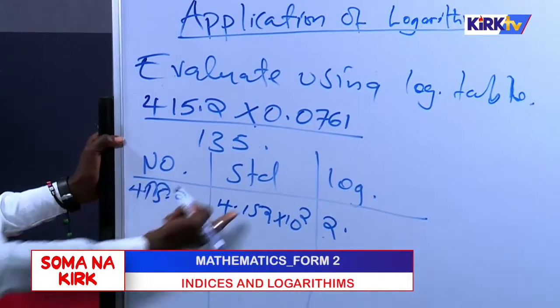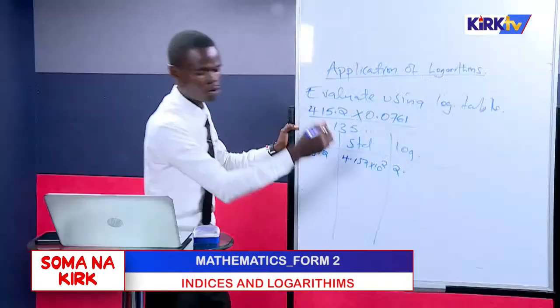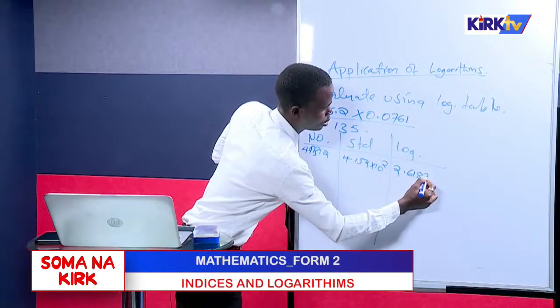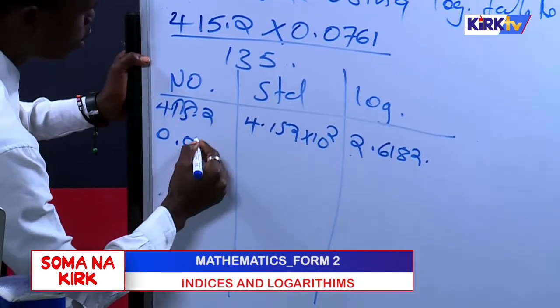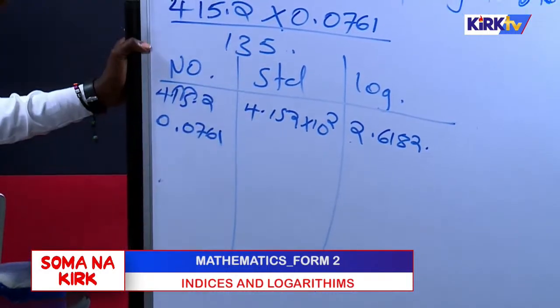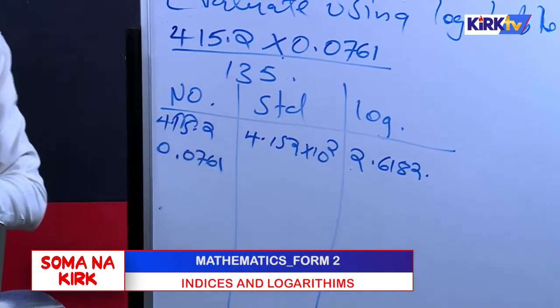I will repeat, 2 is the mantissa, the power. Now we check, it will be 6182. We move to this. The number is 0.0761. Sasa hapa ndio kuna matata.